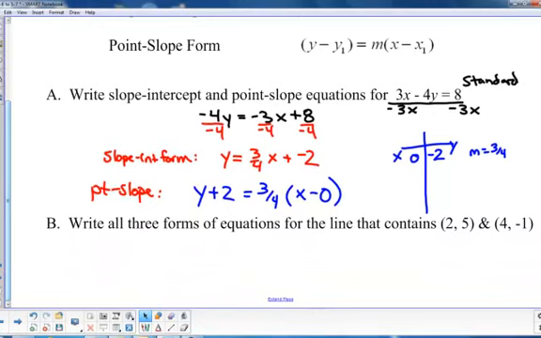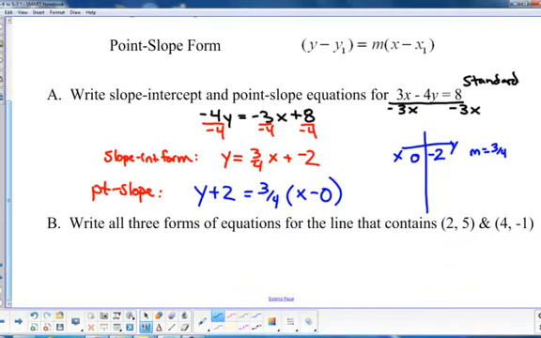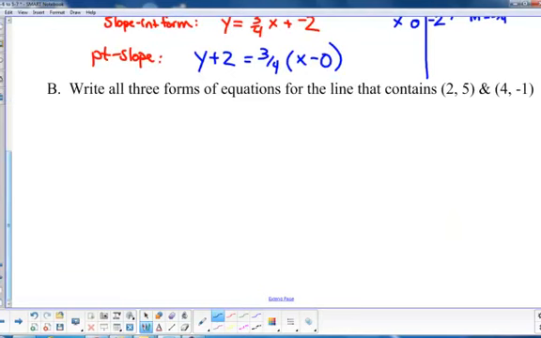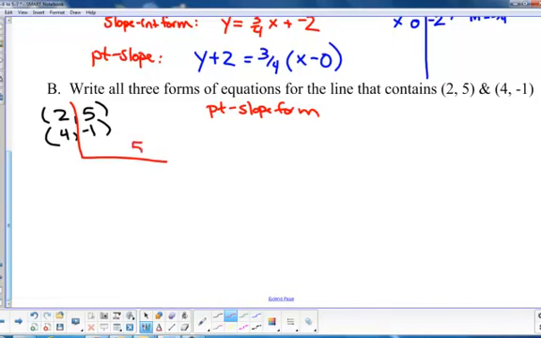Last problem. We're going to write all three forms for these 2 points. So I'm going to find the slope first. And if you have to write all three, probably the easiest one to do first is point slope. Five minus negative 1 over 2 minus 4. That's 6 over negative 2. So our slope is negative 3. That makes sense because as x is going up, y is going down.